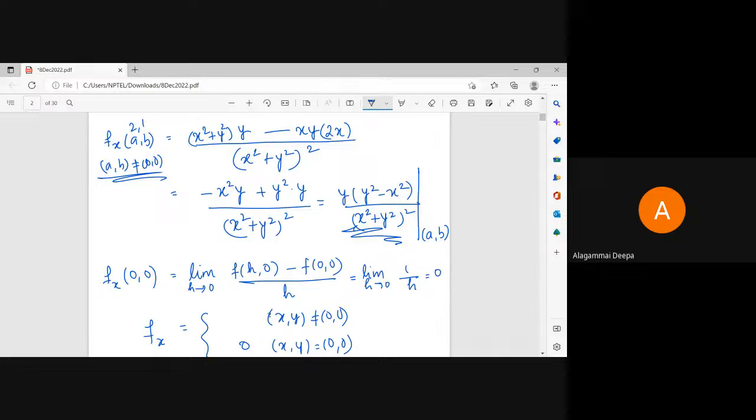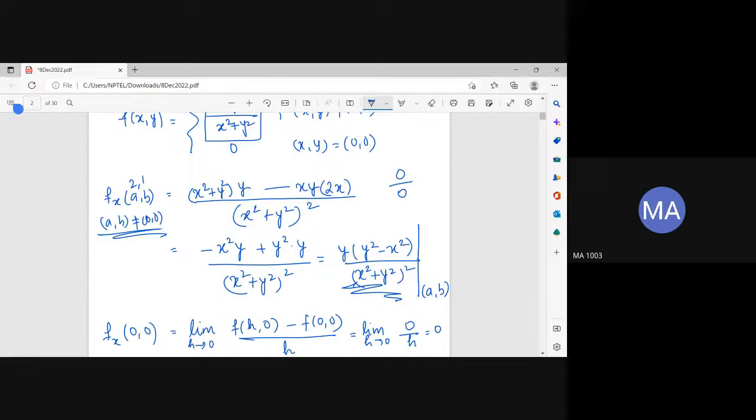But ma'am, if we put 0, 0 into y squared minus x squared upon x squared plus y squared, we are getting not defined. Then why should we not say the partial derivative is not defined? No. Getting 0 by 0 does not mean that the limit does not exist. This just says that you cannot stop here. You have to take another path to solve the limit. That's why it's called an indeterminate form. Indeterminate means you cannot determine anything from there.